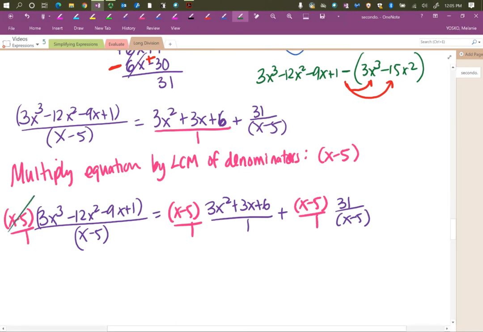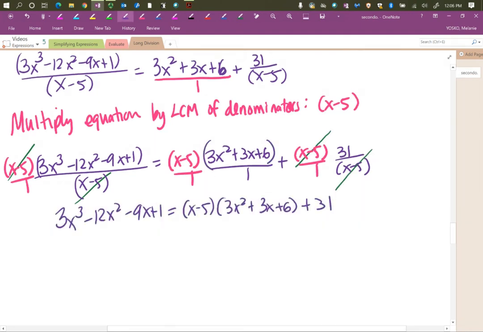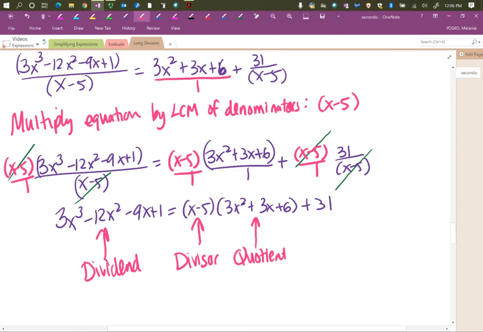So I have an x minus 5 in the numerator, cancels with this x minus 5 in the denominator. Notice these denominators are just 1, nothing to cancel. Here I have an x minus 5 in the numerator, and that cancels with the x minus 5 in the denominator. So now we can rewrite this. Okay, so let's label our pieces again. Do you remember what this one was called? This was the dividend. And we divided by x minus 5, that's the divisor. New terminology. This piece is the quotient. And then this guy is the remainder.